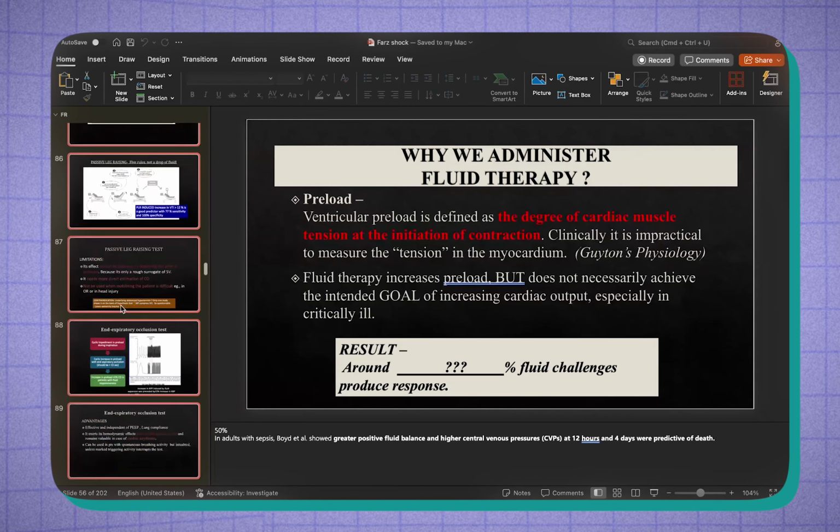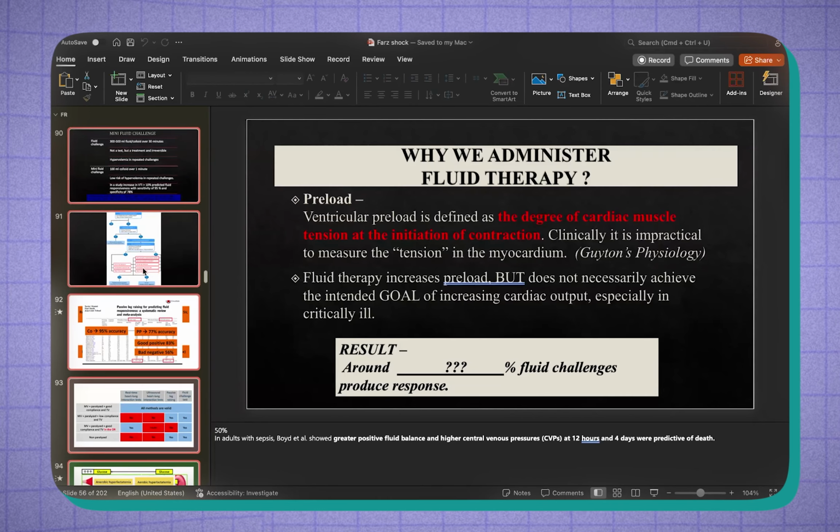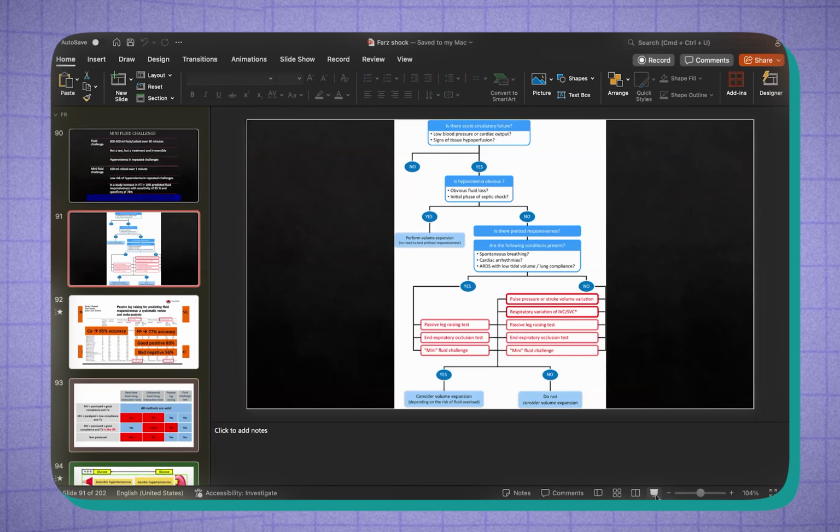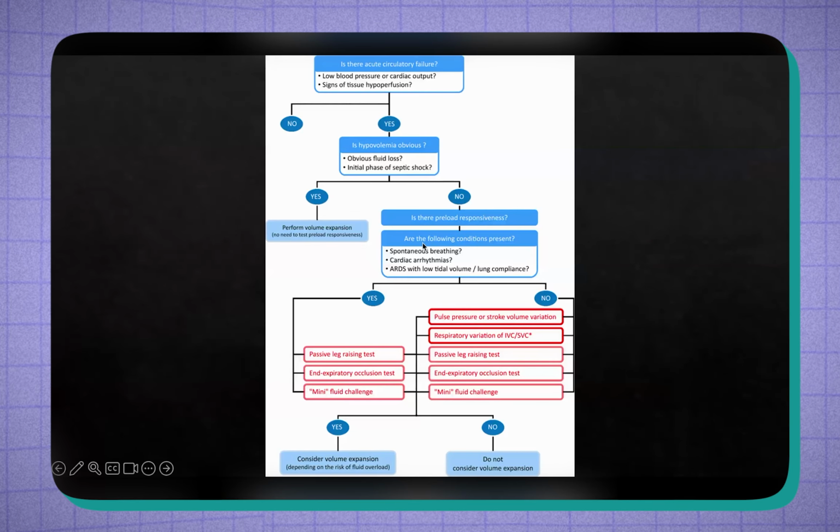Okay, so this one is the most important thing. If the patient is having spontaneous breathing, cardiac arrhythmias, or ARDS with low tidal volume, you cannot do this test: pulse pressure variation, stroke volume variation, anything based on the heart-lung interaction. You can do a passive leg raise, but as I've already told, if the patient is prone, ARDS, paralyzed, you cannot do a passive leg raise. And obviously you will not make the patient supine just to do a passive leg raise.